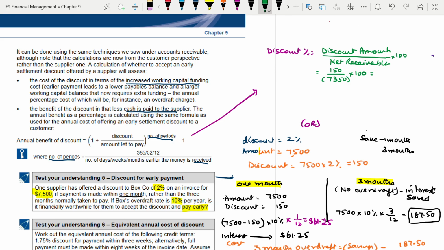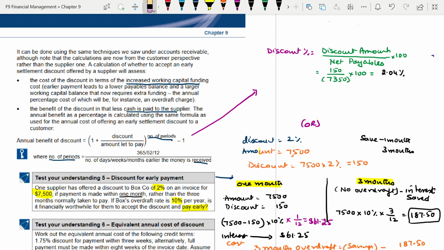Is this receivable or payable? Sorry, sir, this is payables. Okay, payables. Discount amount is 150. Net payables are 7,350. 150 divided by 7,350 times 100 comes to 2.04. Are you clear about this?